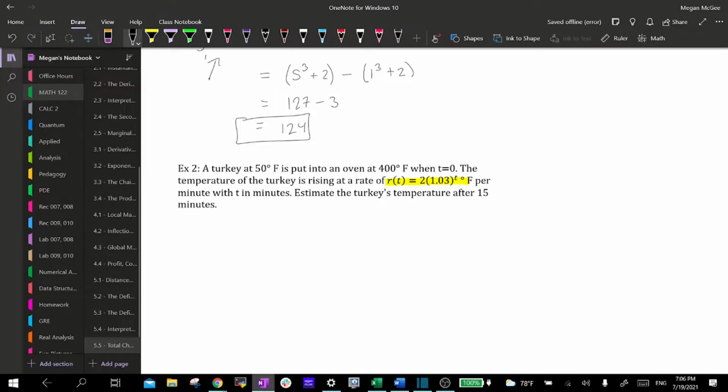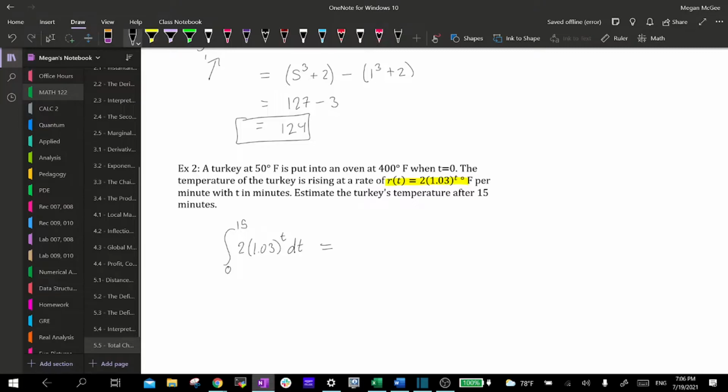So we know that an integral gives us the total accumulated change, so the total amount of change that happened during a time period. So we're going to need to take that integral over the time period we're interested in, which is starting at t equal to 0 up to t equal to 15. We need the integral of the rate, which we were given. It's our 2 times 1.03 raised to the t, and we need to bookend that integral with dt, with respect to t. This is going to give us the total amount that the temperature rose during the first 15 minutes.